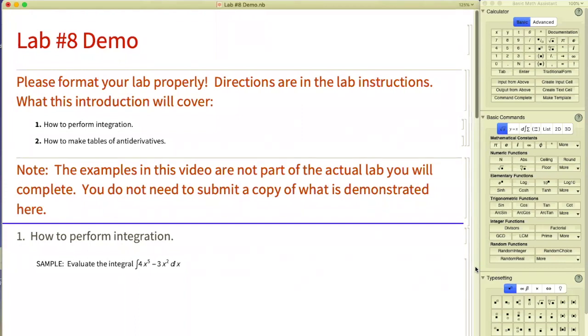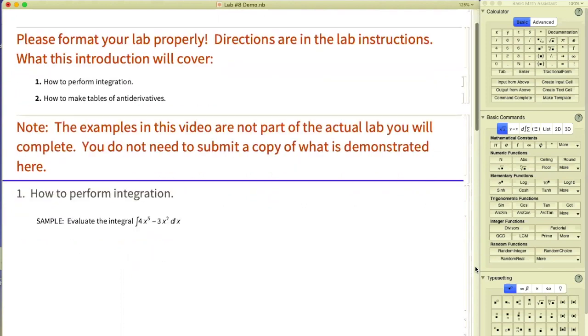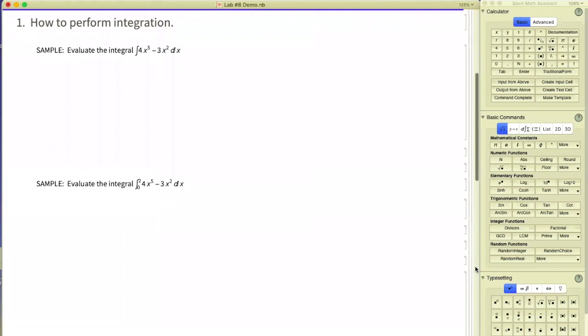Welcome to Lab 8. This is going to be a shorter video. All you're going to learn here is how to perform integration and a little bit about antiderivatives. So let's begin with just how to perform basic integration using Mathematica.